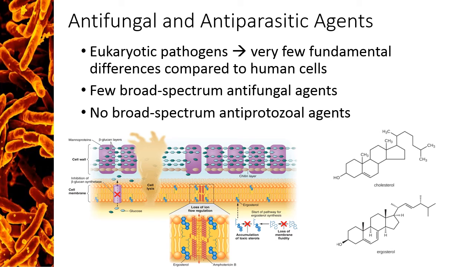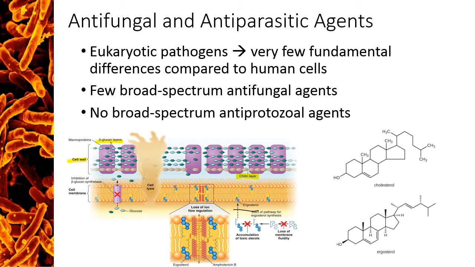When we look at the fungi and the parasitic pathogens, those are eukaryotic cells. And so these eukaryotic pathogens have very few fundamental differences compared to our human cells because we're both eukaryotes. What that means is it's a lot harder to get that selective toxicity, to find drugs that would be targeting just the fungal or parasitic pathogen and not harming our human cells. For the fungi, there are a couple of targets we can try to take advantage of. Remember, all fungi have a cell wall, and that cell wall is made up of chitin and then beta-glucan sugar layers. These structures aren't found in human cells, and so those can be a possible target for antifungal agents.